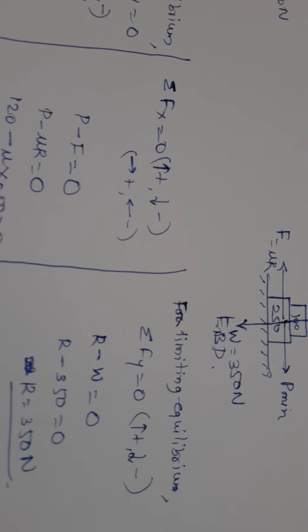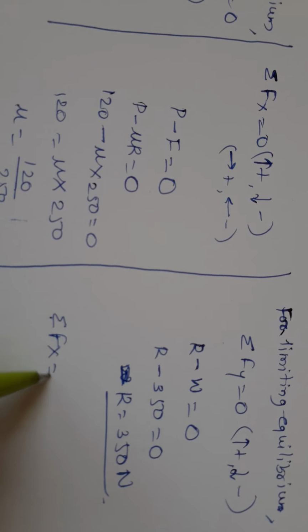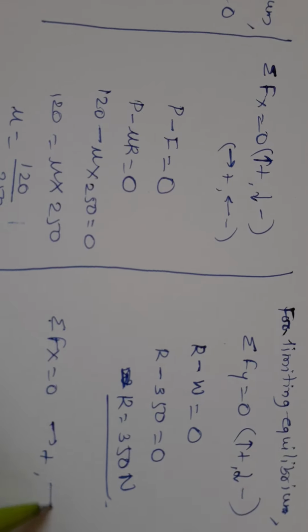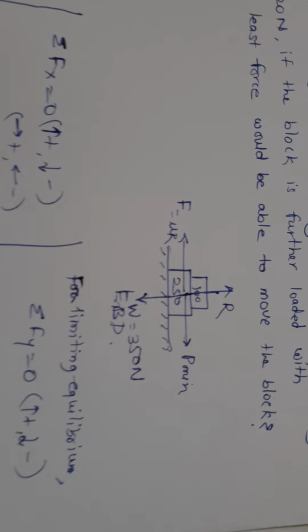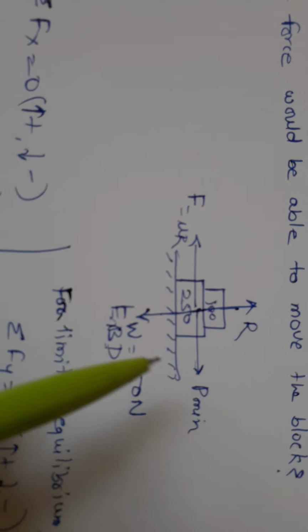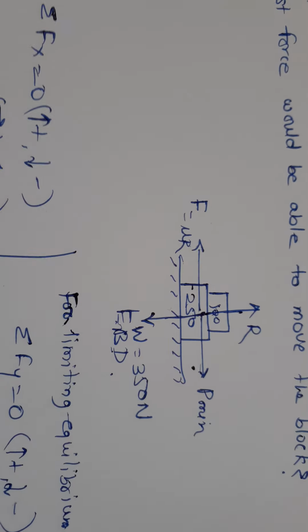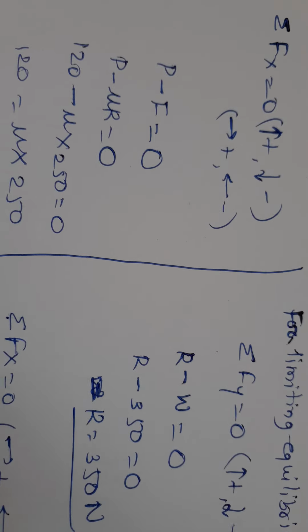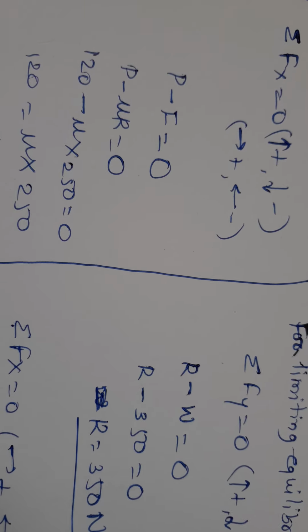Now we have to find P minimum. For that we know that summation of forces in x direction is 0, forward force positive, backward force negative, as per sign convention. Here the forces in x direction are P minimum and F. P minimum is forward, so we take it as positive. F is in backward direction, negative, equal to 0.